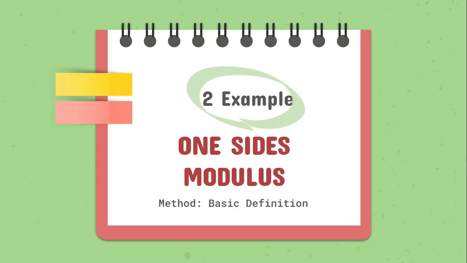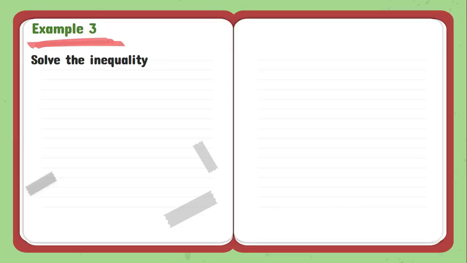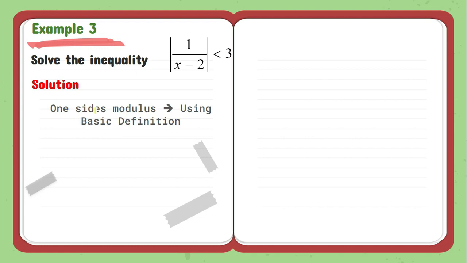Now, we go to the two examples about one side modulus. For one side modulus, we apply the basic definition method. Example 3. Solve the inequality absolute value of 1 over x minus 2 less than 3. Because we have one side modulus, therefore we are using the basic definition.